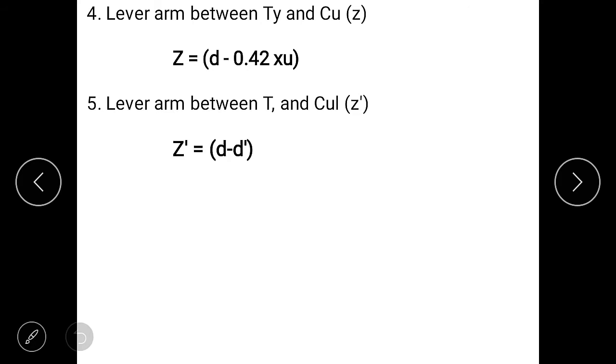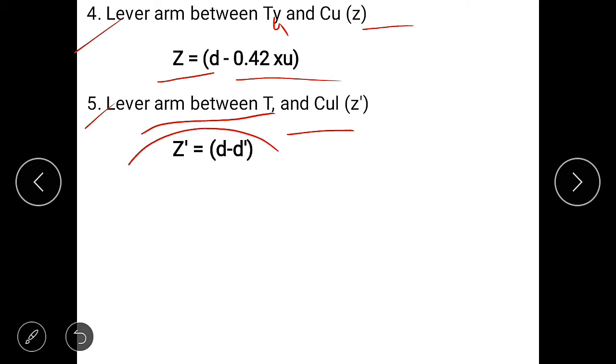Next step is here to calculate the lever arm between TU and CU. Okay, if we have to calculate Z, then use this formula. Z is equal to d minus 0.42 xu. If we have to calculate Z dash, the lever arm between TU and CU1, then use this formula: Z dash is equal to d minus d dash.